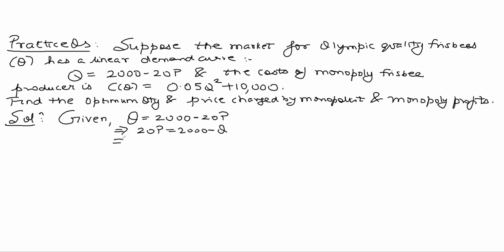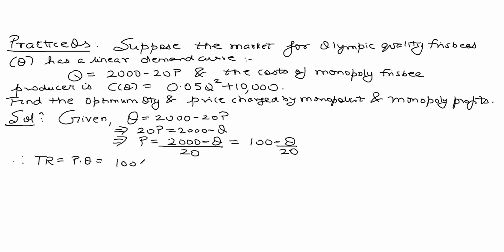So my price is nothing but (2000 - Q)/20, which is 100 - Q/20. So this is my price. Therefore, my total revenue will be P times Q. So my P is 100 - Q/20, times Q. So it is 100Q - Q²/20.